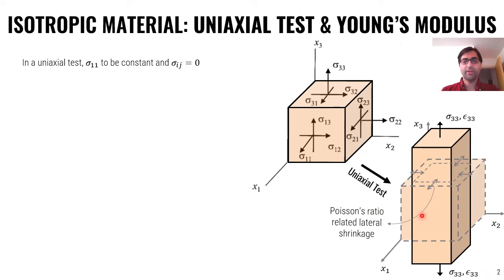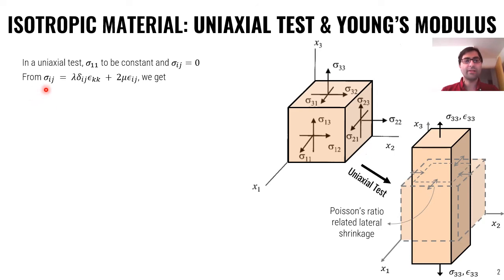For example, here you see from the original shape, it's elongated along the x3 axis, so sigma 33 is not 0 here. Also note the change in the cross section due to the Poisson ratio.